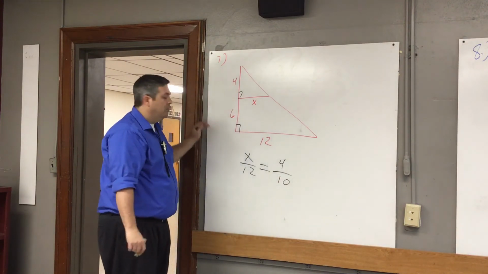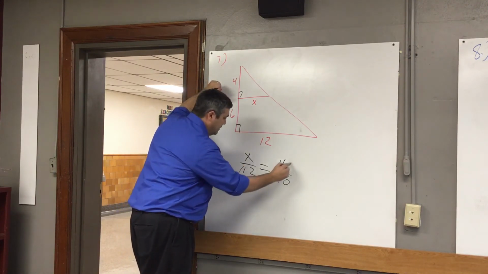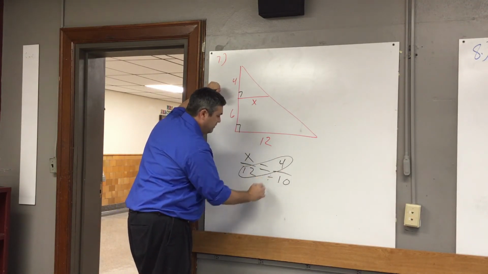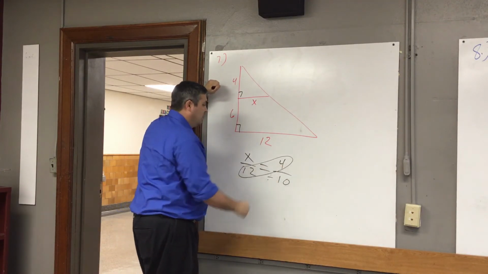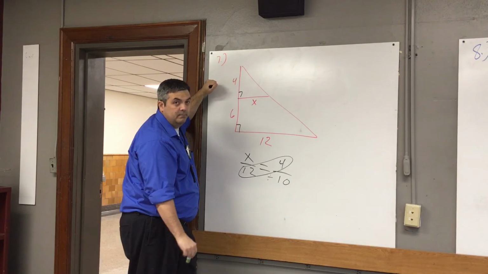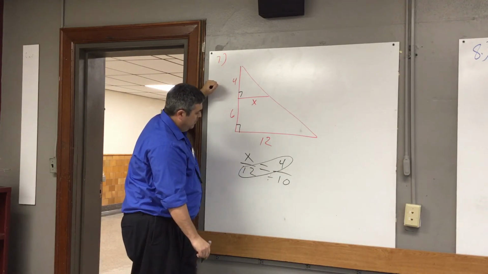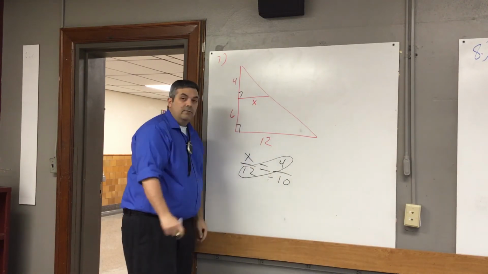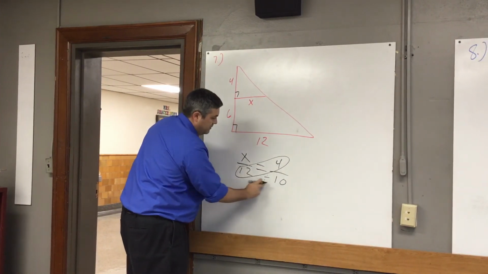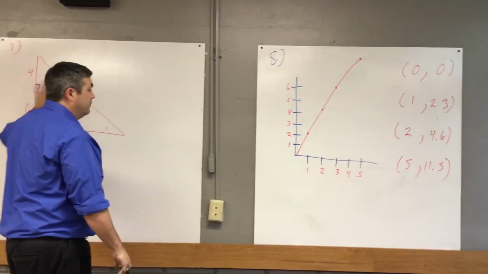And now from here, all I do is cross multiply and divide. Multiply right here, divide here. That's all you have to do. 12 times 4, divide it by 10, and then you get your x. I'm not going to do that because it doesn't come out even. But that's all you're having to do: 12 times 4, divided by 10. Very simple.